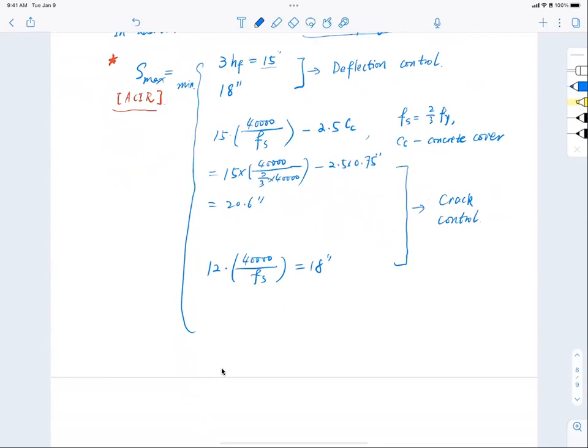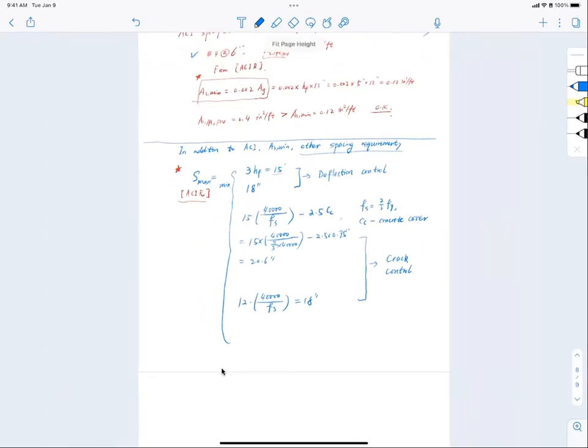Now, what does crack control mean? Crack control means that I want to have a minimum amount of reinforcement or maximum spacing, and that will satisfy the limitation of the crack. So the concrete won't crack. So that is all the limitation you have for the spacing. Let me just make this more closed.